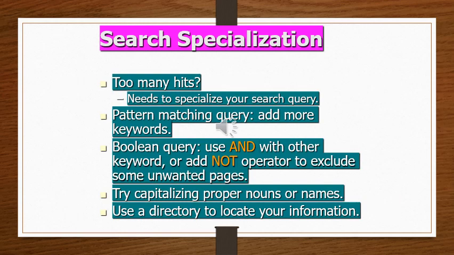There are times when you get your results and there are too many hits, and you don't understand which one to pick. What you need to do is specialize your query. You use the pattern matching query. You add more keywords so that you have fewer results to choose from. You use the Boolean query and the NOT to exclude some unwanted pages.